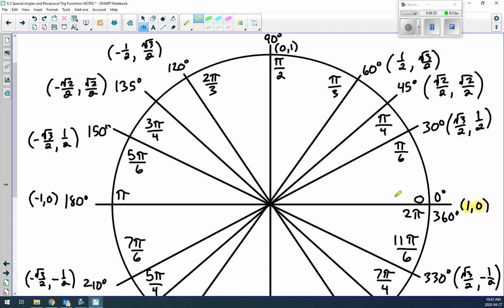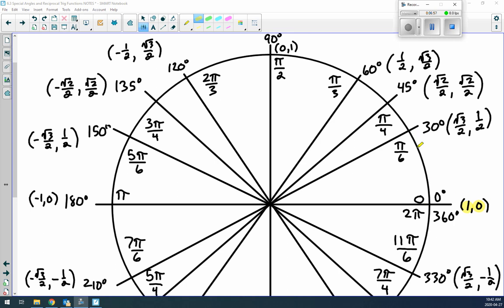Okay. Now, let's go back and figure out these 30s and 60s. Oh boy. So 0 to 90 is pi over 2. And we're going to break this down into 3 parts. So what we do is we take pi over 2 and divide it by 3. Well, what do we get? We end up with pi over 6. So every step here of 30 degrees is going to be a pi over 6, right? And every time we move 30 degrees, it's another pi over 6. So let's use that to help us figure out the radians.